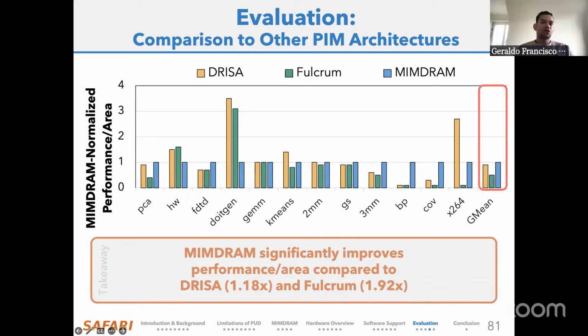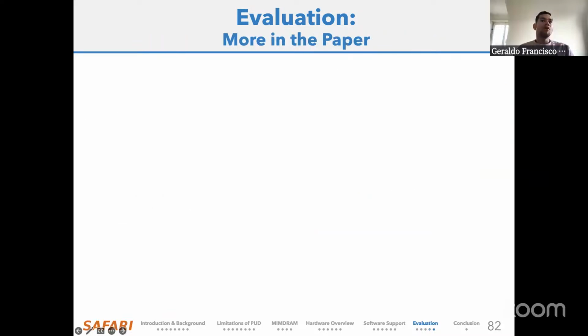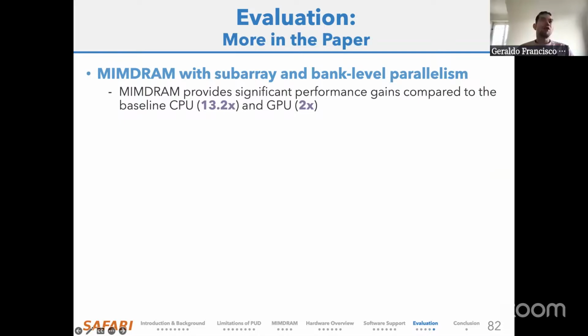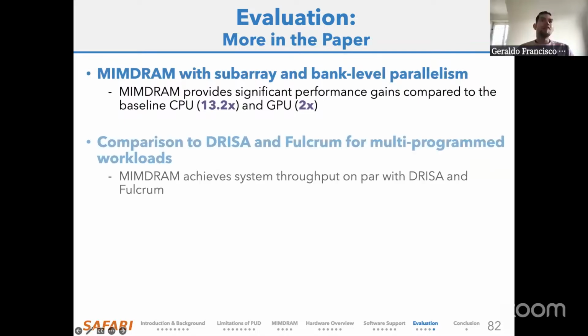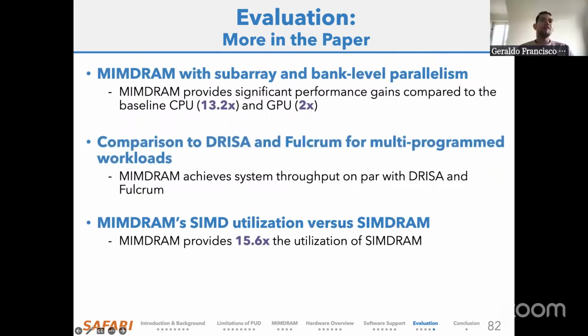We have many more results in our paper, including comparison to DRISA and Fulcrum for multiple applications, SIMDRAM utilization versus MIMDRAM, MIMDRAM's performance with subarray and bank-level parallelism, and our area analysis. For all of that, I invite you to check our paper.